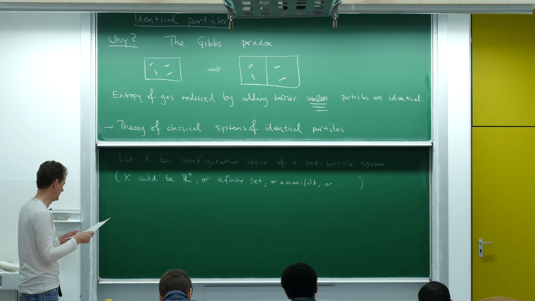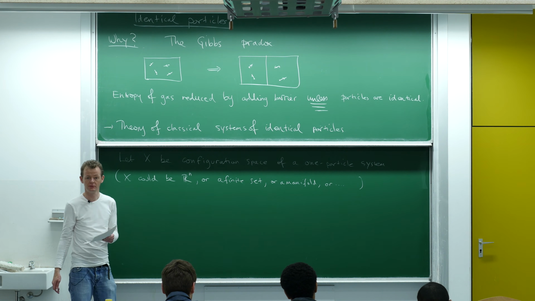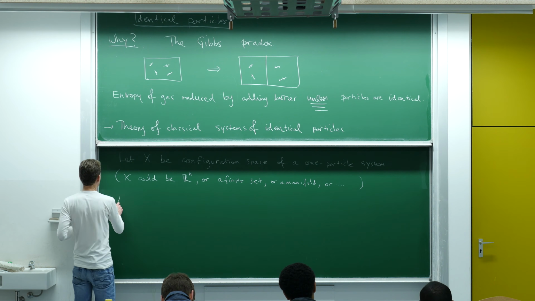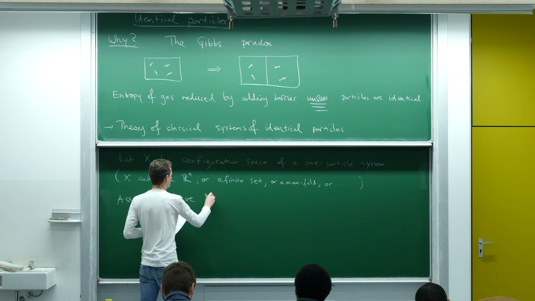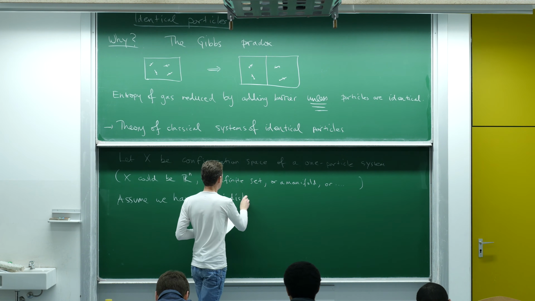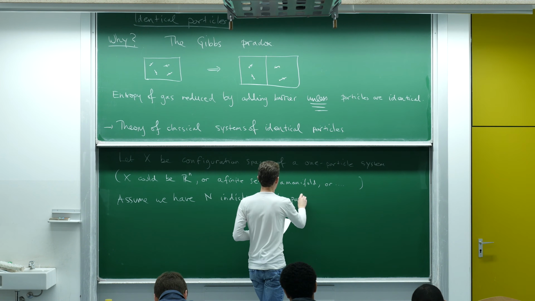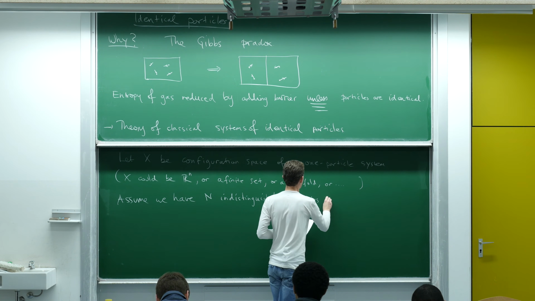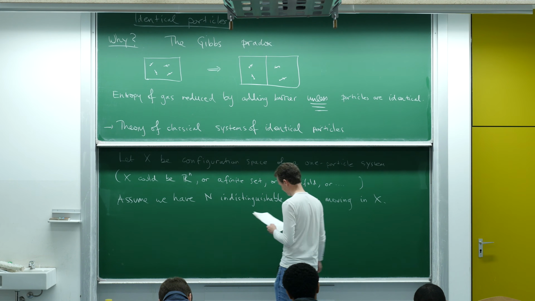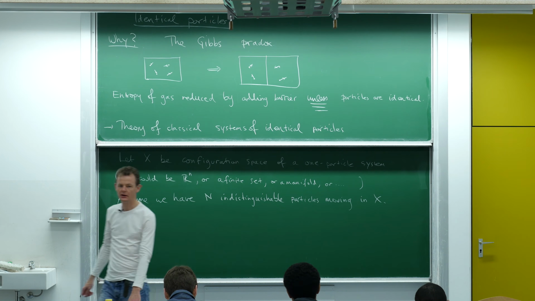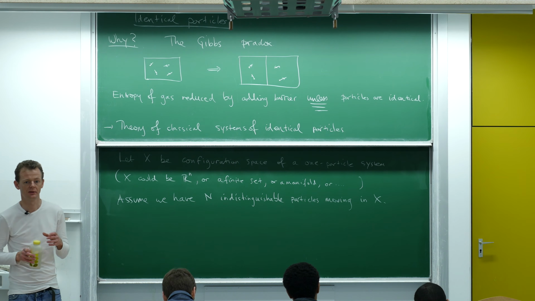And then we assume we have n indistinguishable particles moving in this configuration space. And we want to understand what the configuration space of n indistinguishable particles moving in X is. How would we describe that as a set?